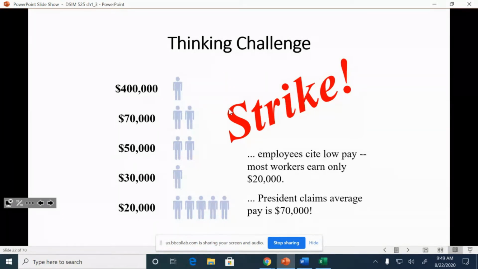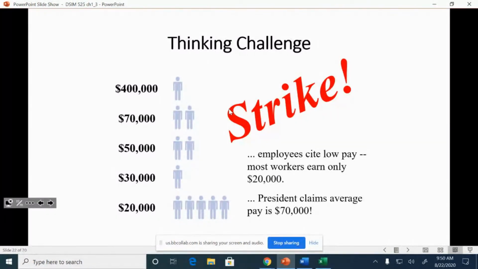I think it's motor intentional. No, that's like the other one. We're gonna come to that one. What's the most common number? The most common number, right? So most people at this company make only 20,000, and that's what the union is saying.